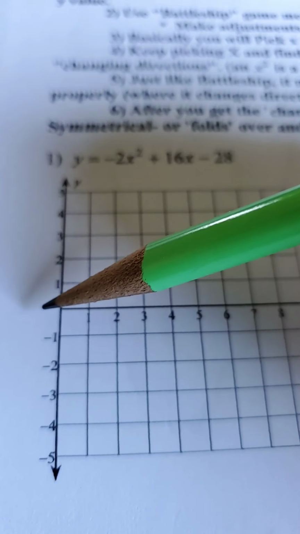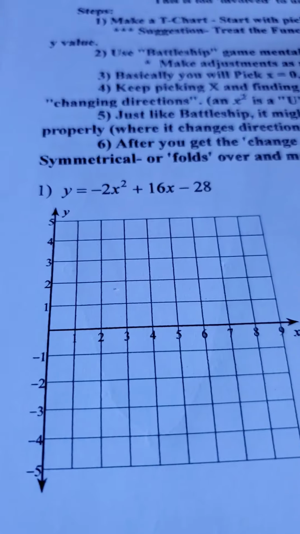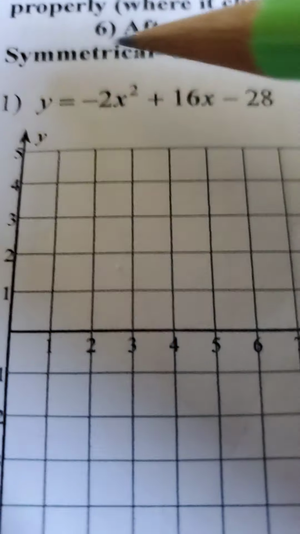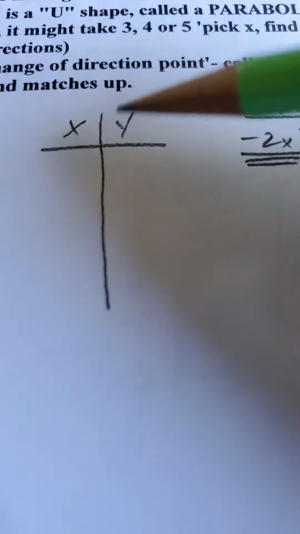Obviously, they don't have anything in the negative x value over here, so we are going to plug in 0, 1, 2, 3, 4, 5, like that, and so on. Okay. Now I'm going to talk about that section right there. That's the biggest issue. Okay. Here's my t-chart. I'm going to pick x, find y. Here's the work. Calculator is going to be needed.